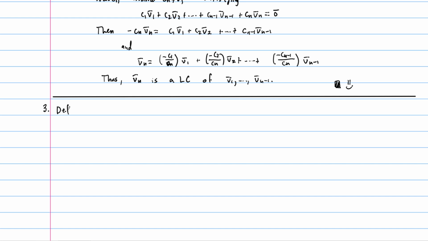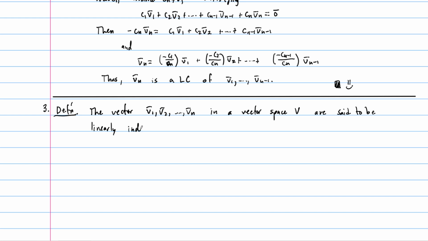So here's our definition. This says the following. The vectors v1, v2 through vn in a vector space V are said to be linearly independent. So linearly independent, this is what we're defining, and it's exactly the situation of the previous theorem.